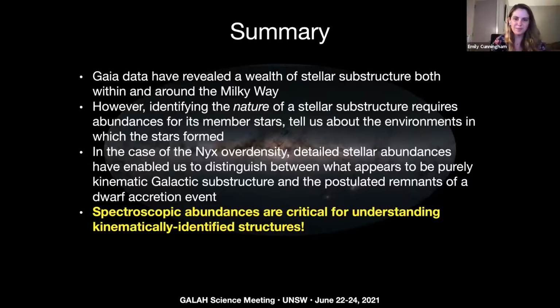Cool, very cool. You also showed a few elements. Does it look like a thick disk in essentially any element that you can measure with reasonable precision, or are there elements where it stands out a little bit differently?